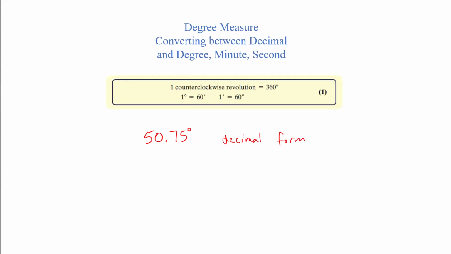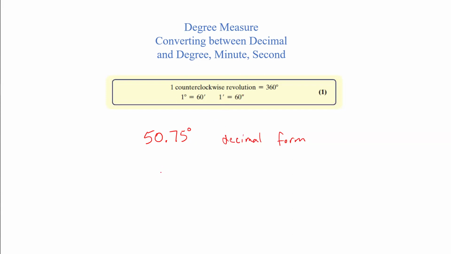All right, but what if we want to use minutes and seconds? They divide the degrees where a single degree is equal to 60 minutes. So this little tick means minutes. This double tick means seconds. So first they define 1 degree to be 60 minutes, so we can further divide degrees into minutes, and then they define 1 minute to be 60 seconds. So we can further divide it.